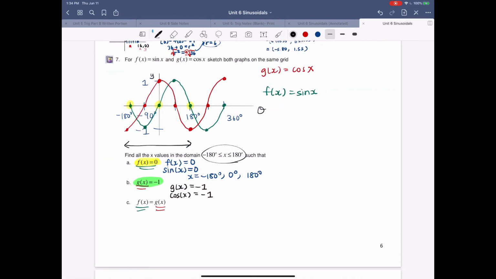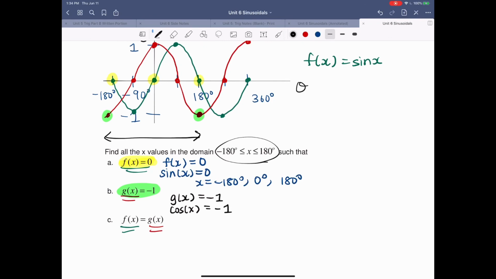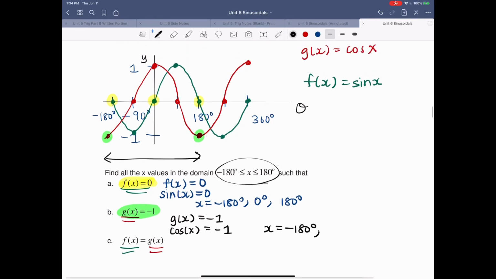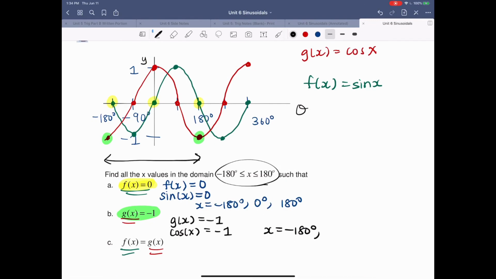And I'm going back to the graph, grabbing a highlighter. For g at x, that means I'm looking at this graph. And I notice that it hits negative 1 right there and right there. Now I need to interpret what that means. So I noticed that this is occurring at x is equal to negative 180 degrees and at 180 degrees.